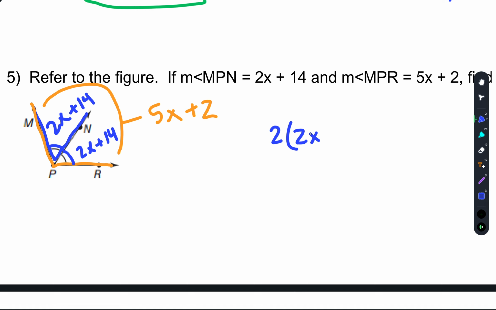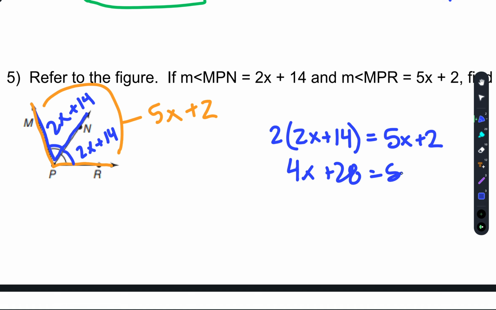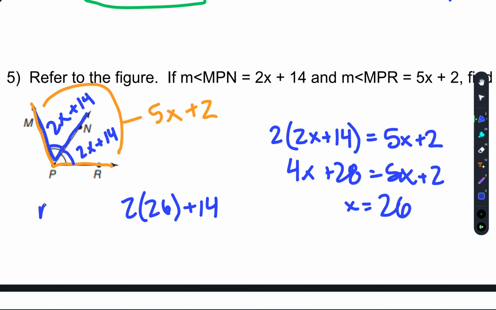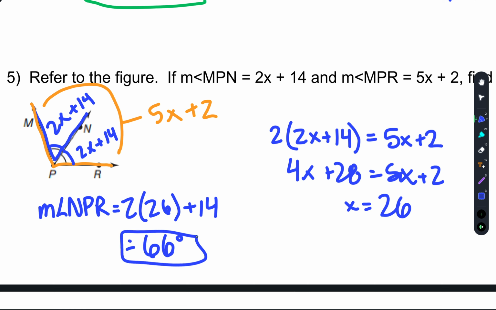So I can double it, set it equal to my total. Okay, two pieces equal the total. 4x plus 28 equals 5x plus 2. I believe that we get x equals 26 here. And then we got to plug it back in to find MPR, which is 5 times 26. No, is that right? No, sorry, 2 times 26. I'm finding NPR. Which is 66. Any questions on that?